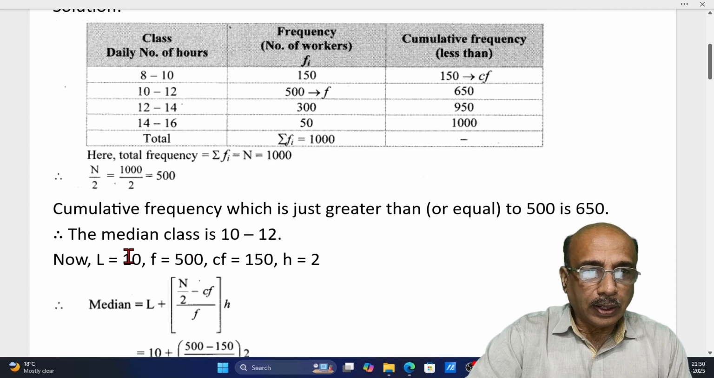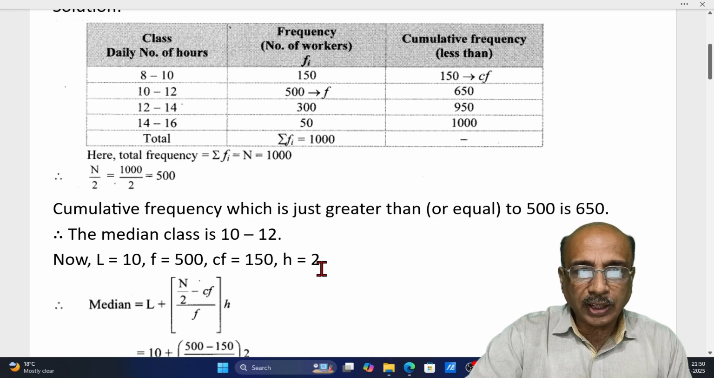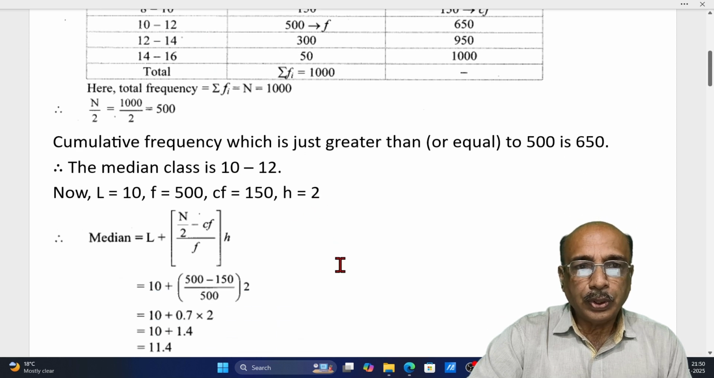Now L equals 10. 10 means the lower class limit of that median class. So L equals 10 here. f equals 500. Cumulative frequency, as told earlier, 150. h equals class width, that is 12 minus 10 is 2. So h equals 2.